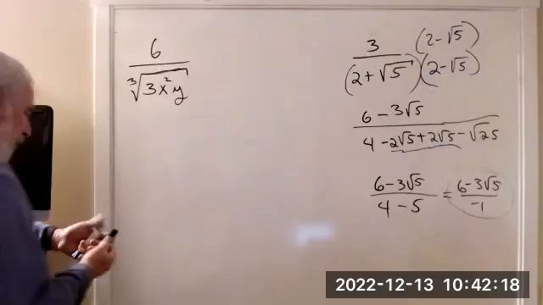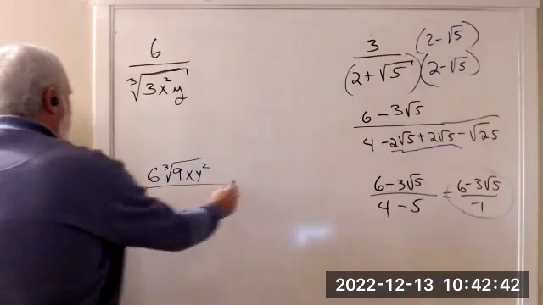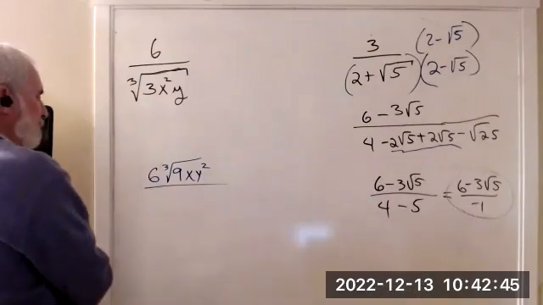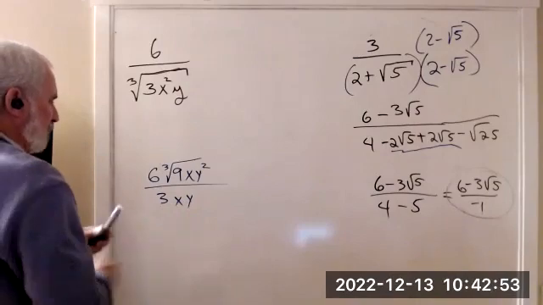Okay. I think I got it. What do you think you got? What'd you get? Well, I have 6. In the index, I have 3. Inside the radical, I have 3 squared x y squared. So it's, okay, 3 squared is 9. On bottom, I have a 3xy. Okay, perfect with one minor exception.